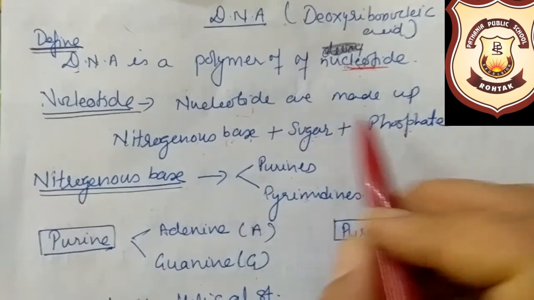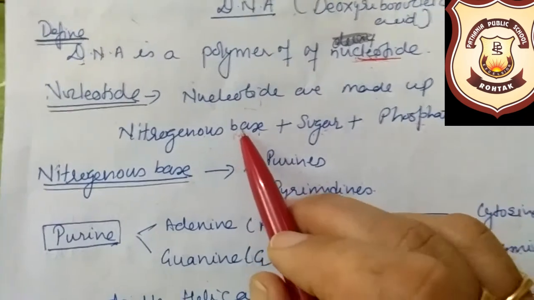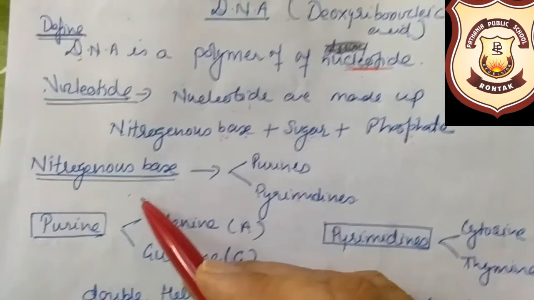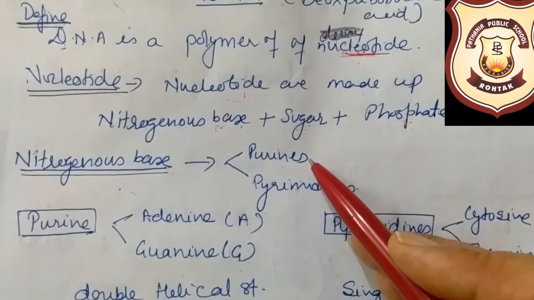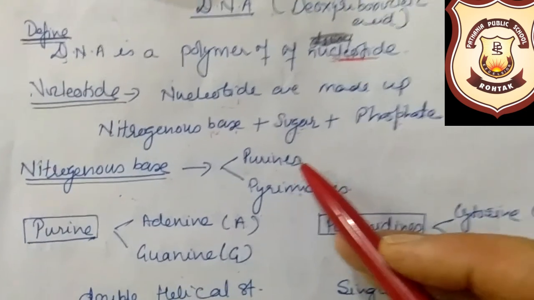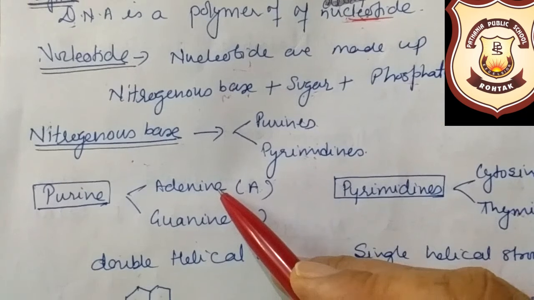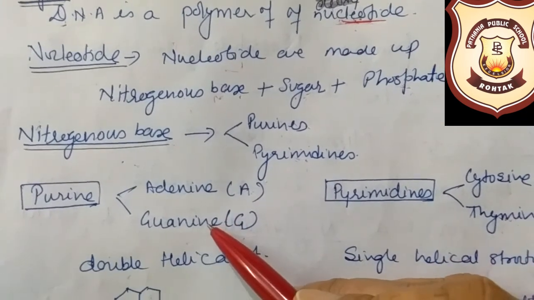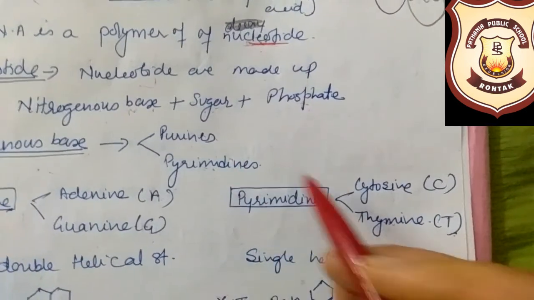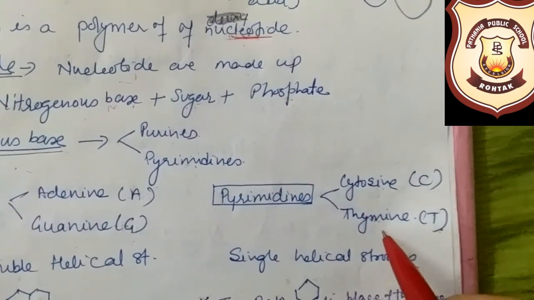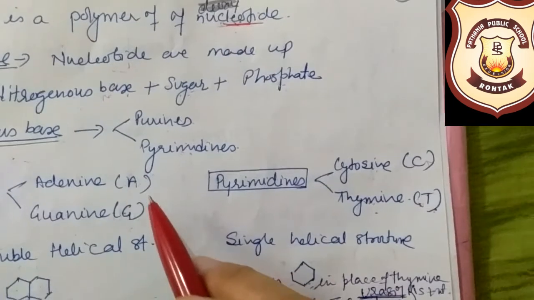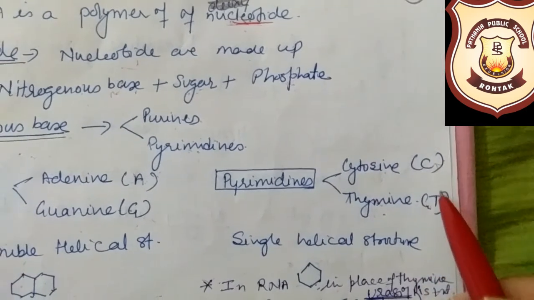Out of these three components we will take one stepwise. First we take up nitrogenous bases. These nitrogenous bases are of two types: purines and pyrimidines. Purines are again of two types, adenine and guanine. These are the two nitrogenous bases. And pyrimidines are again of two types, cytosine and thymine. That means there are four nitrogenous bases present in the DNA: adenine, guanine, cytosine, thymine.